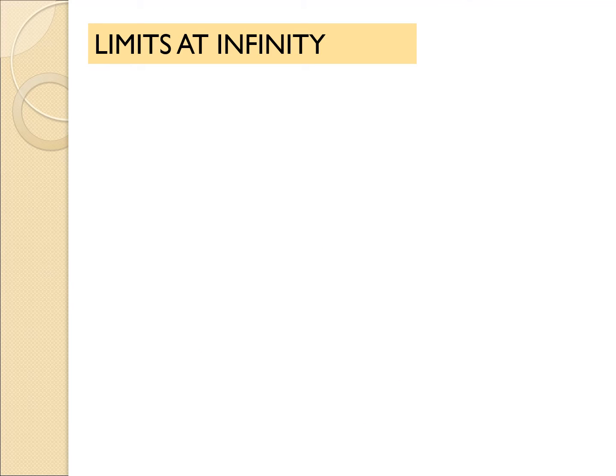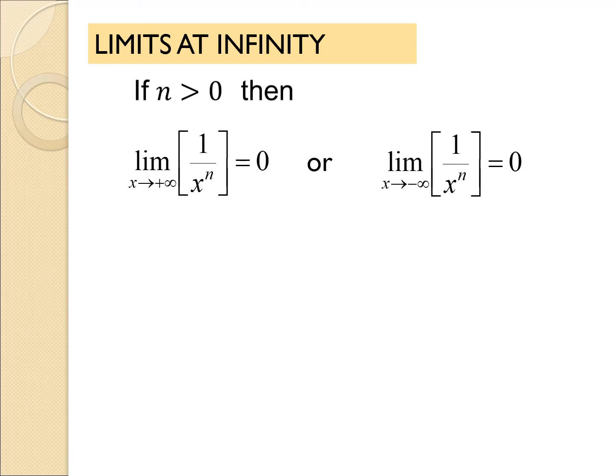Limit at infinity, when n is greater than 0, then first, limit as x approaches positive infinity of 1 over x to the power of n equals 0, and limit as x approaches negative infinity of 1 over x to the power of n is also 0. So we get two properties when x approaches positive infinity and when x approaches negative infinity. For 1 over x to the power n, we get both answers equal to 0.